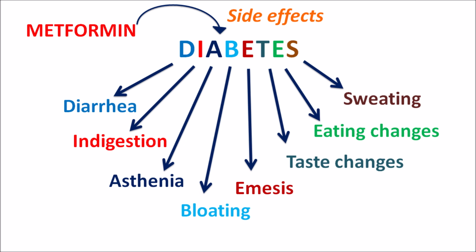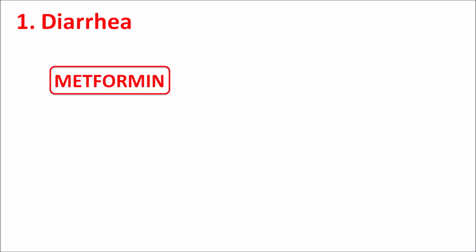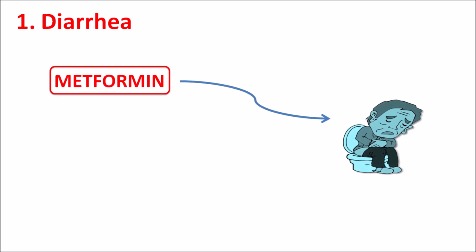So today in this video we are going to see the side effects of Metformin, how they are going to be affected, and what are the long-term side effects produced by this drug. All these things we will discuss in this video. So the first one is the diarrhea. Metformin can produce some bowel changes, so it can produce diarrhea in the patients resulting in watery stools.